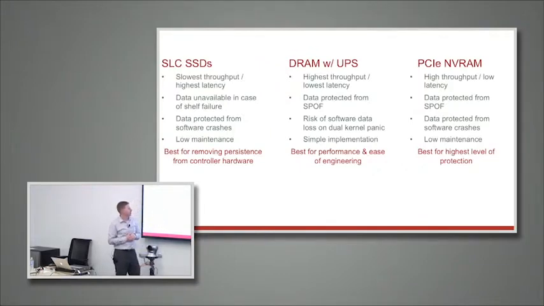The NVRAM, PCI NVRAM, has high throughput, low latency, not quite as fast as system DRAM, but higher than SLC flash. You've got the data protected, and it's protected from software failures as well. Again, we don't acknowledge the write until it's in that NVRAM. The moment it's in that NVRAM, we've acknowledged the write, so if our software crashes and you have to restart it, the data is still protected.